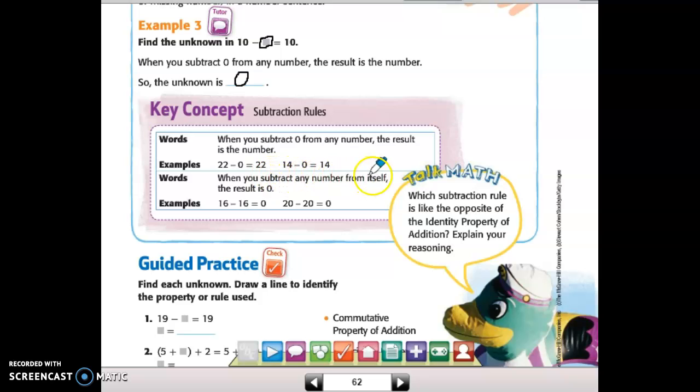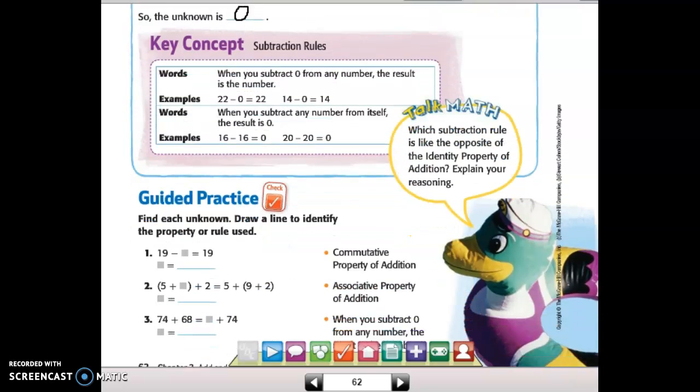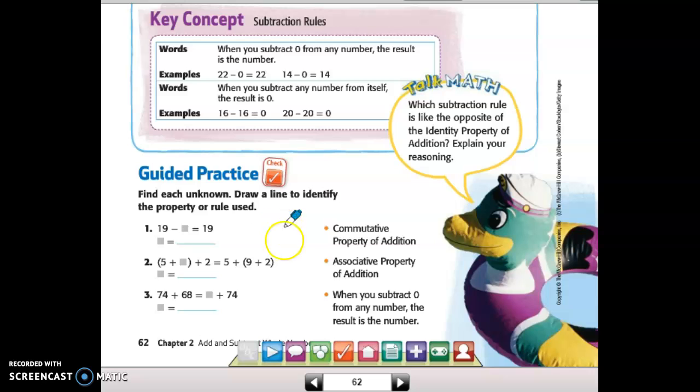When you subtract any number from itself, the result is 0. So 16 minus 16 is 0, and 20 minus 20 is 0. And that's what you're going to be doing. It even tells you for your guided practice which property is being shown in these problems.